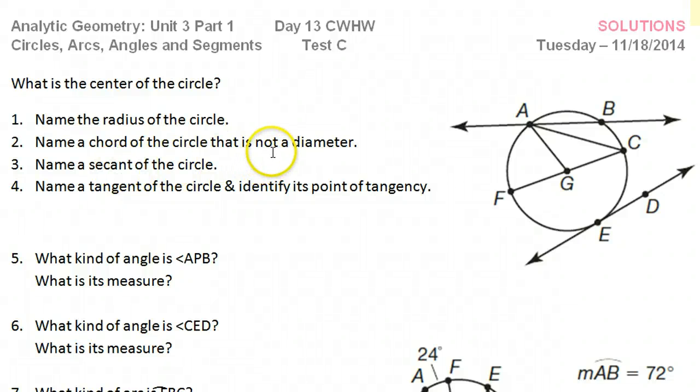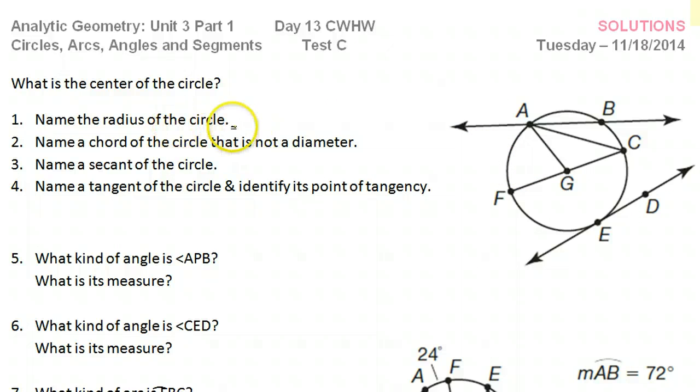Alright, this is a review of a unit on circles. We're dealing with everything from basic circle terminology, radius, diameter, chord, secant, tangent, things like that. Also, we're dealing with the relationships between angles and arcs. And also we're dealing with the relationship between the segments inside of a circle. So that's all going to be covered by this review.